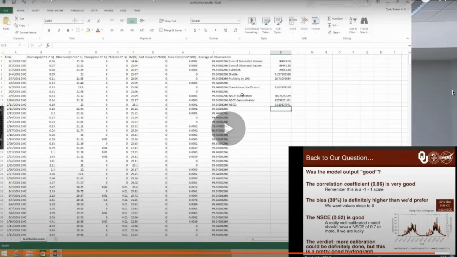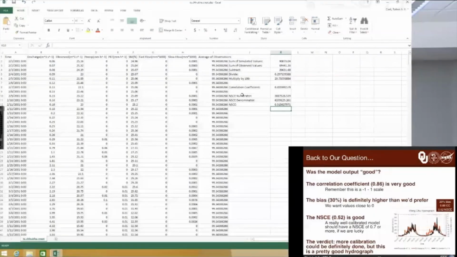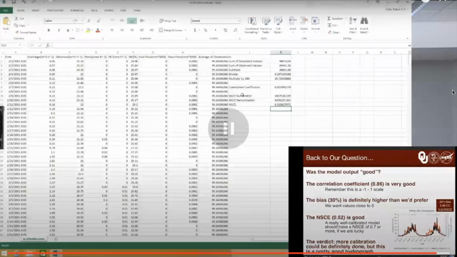Calibrated models, you can have much lower values of just about 0 somewhere. But the verdict on this is for not doing really any calibration.